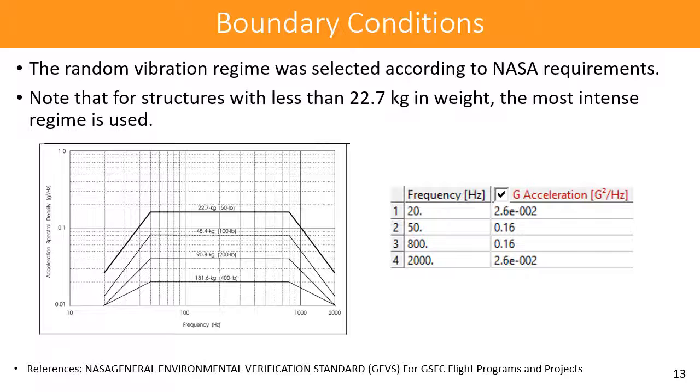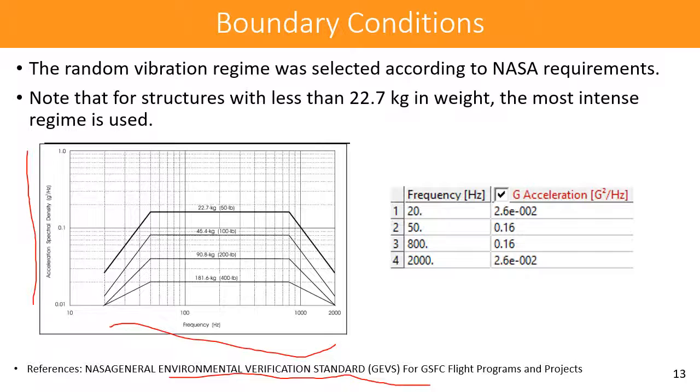The random vibration regime was selected according to NASA standards. It's shown in the plot, which was copied from the standard that is listed on the bottom. On the x-axis, it shows the frequency range. On the y-axis, it shows the acceleration spectral density, which is a measurement of the vibration intensity.